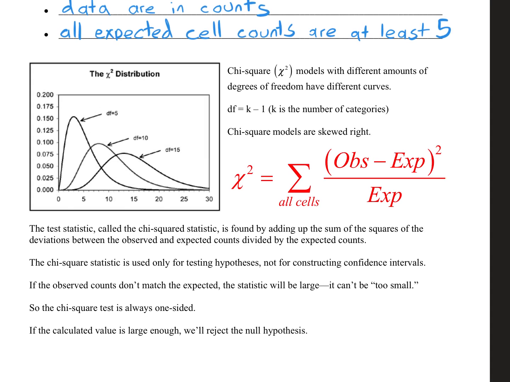All right, unlike a normal model, which is unimodal and symmetric, you can see from the picture, chi-square models are skewed right. Degrees of freedom is going to be the number of categories that the question has minus 1. And there's a different chi-square model for every degrees of freedom, kind of like in a student's t model.